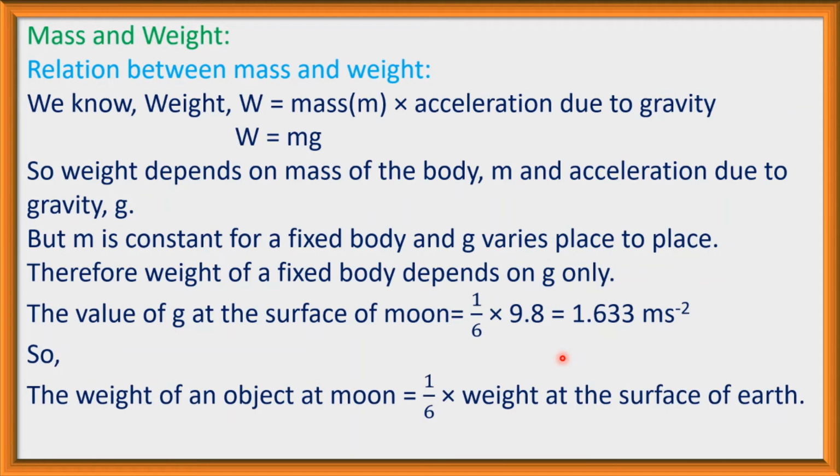So the weight of an object at moon is equal to 1 by 6 into weight at the surface of earth, because weight depends on g, as g is equal to 1 by 6 into 9.8, that is 1 by 6 into g on the surface of earth. Therefore the weight of an object at moon is equal to 1 by 6 into weight at the surface of earth. So it will be 1 by 6 of the weight of the body at the surface of earth.